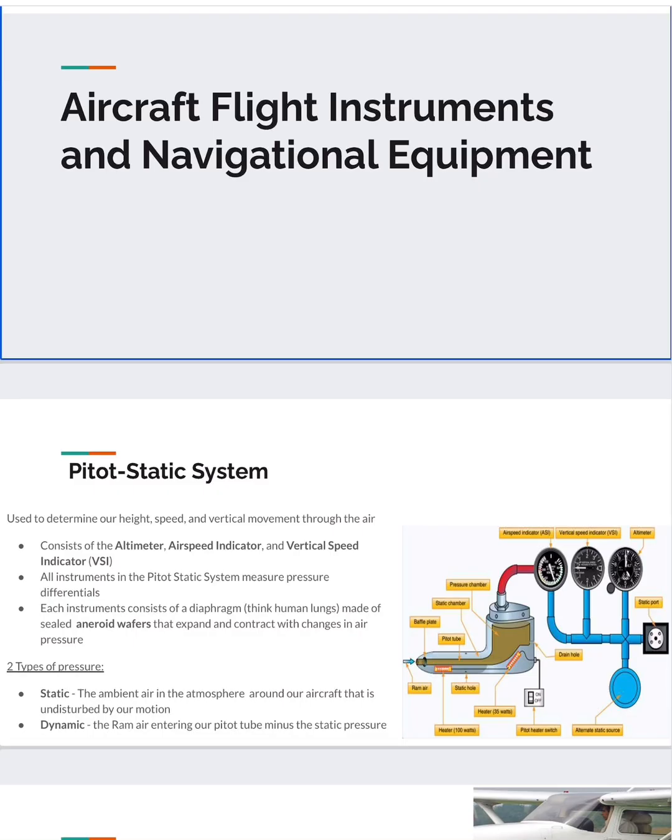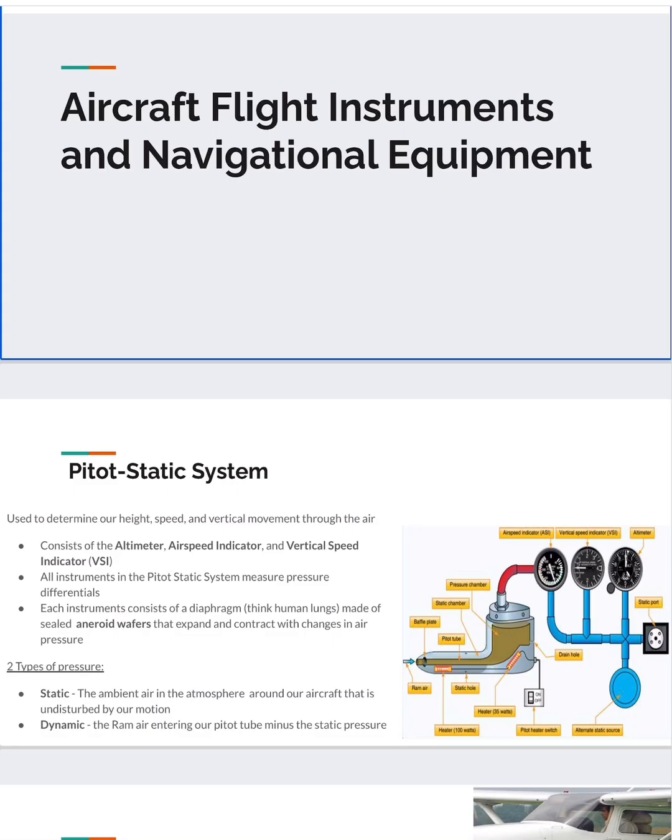But at the end of the day, we're just talking about six different instruments and two different systems. So we'll talk about the Pitot-Static system, which consists of three instruments: our airspeed indicator, our altimeter, and our vertical speed indicator. And then we have the gyroscopic system, which consists of the attitude indicator, the heading indicator, and then the turn coordinator.